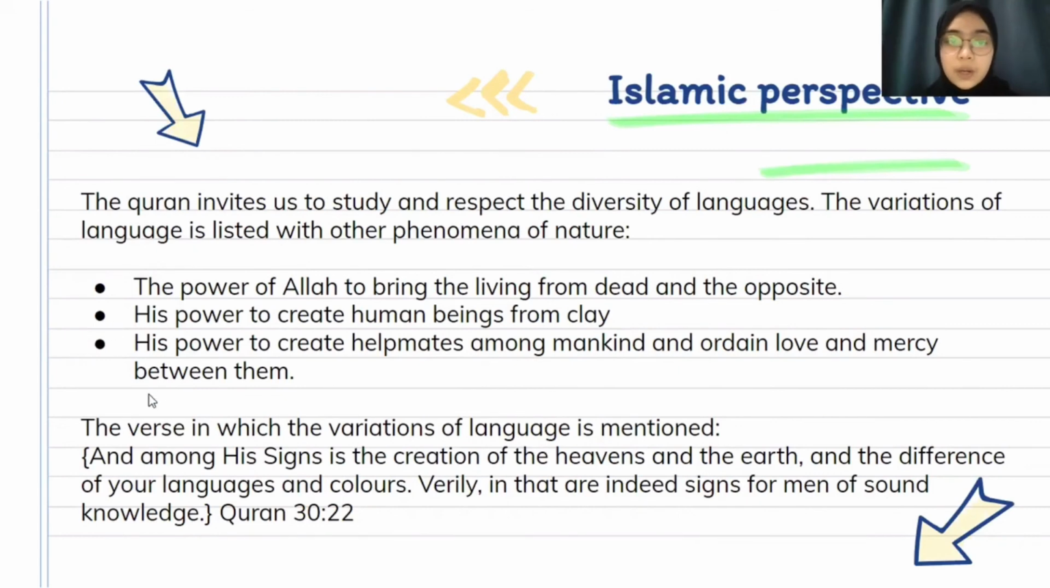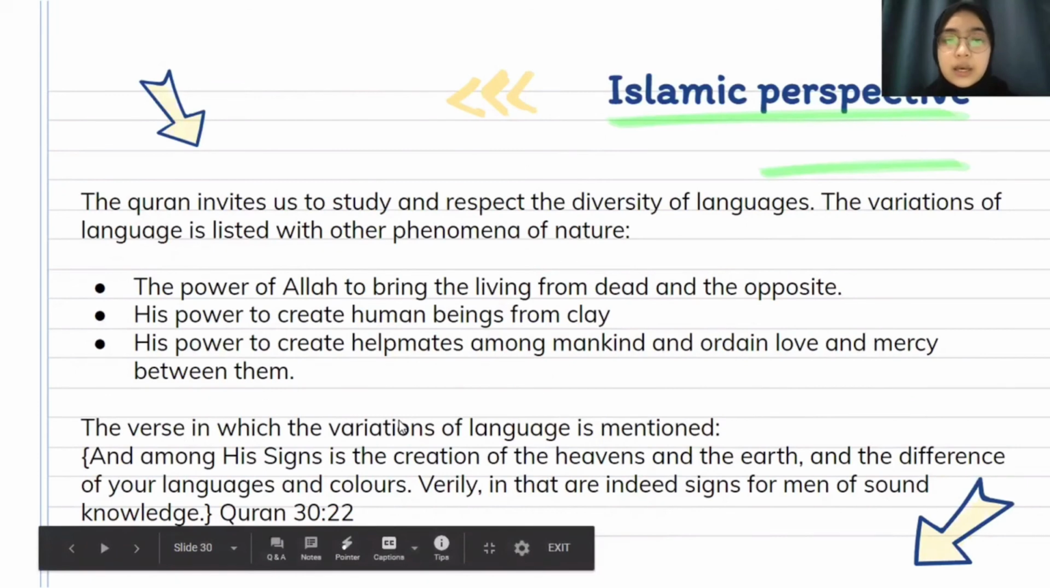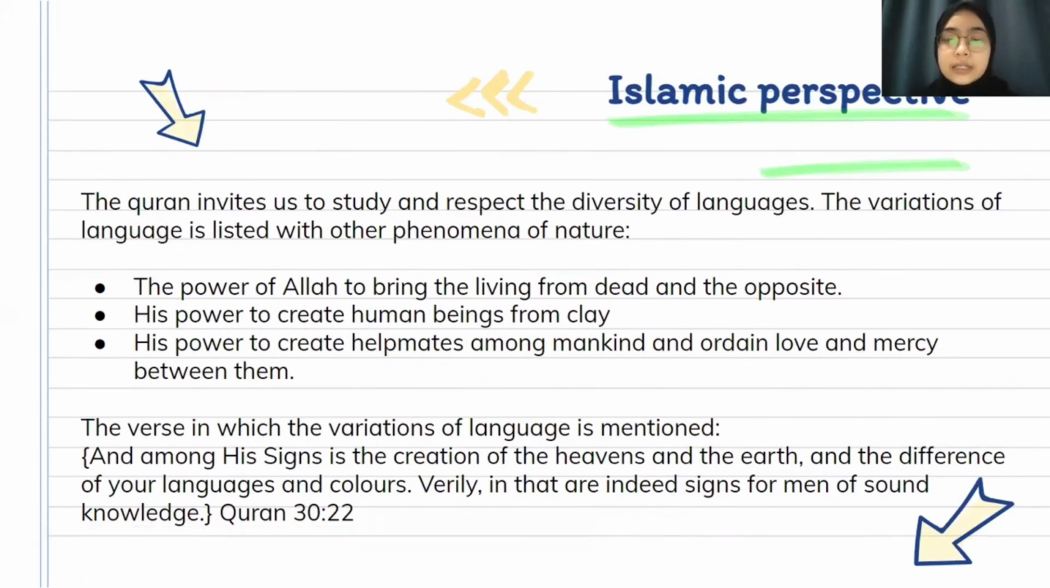So one of the verses in which the variations of language is mentioned is, and among his signs is the creation of the heavens and the earth, and the difference of their languages and colors. Surely in that are indeed signs for men of sound knowledge. So here we can see that Islam really touches us to learn about languages, and it is important for human beings to acquire languages.